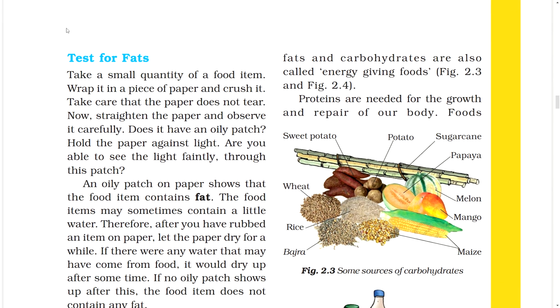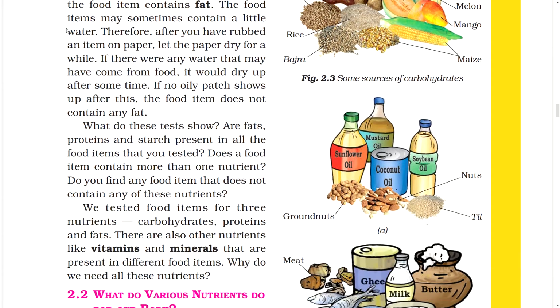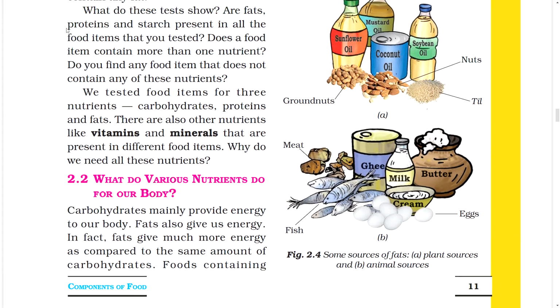Some sources of carbohydrates: sweet potato, sugarcane, papaya, melon, mango, maize, bajra, rice, wheat. Nuts, til, groundnuts. Meat, fish, eggs. Some sources of fats: A. Plant sources and B. Animal sources.